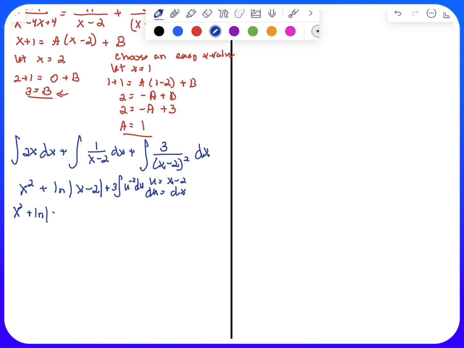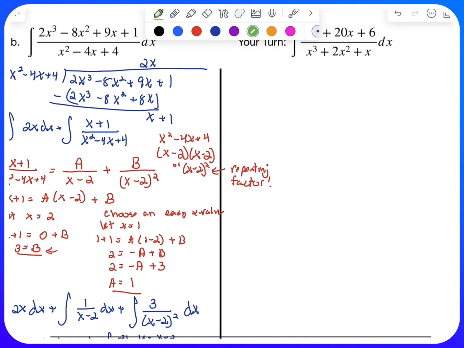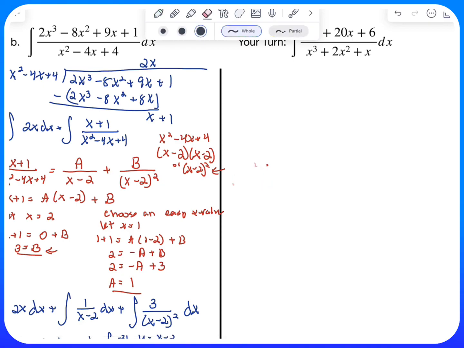And then when we evaluate that last integral, that becomes 3 times, let's see, negative 1 u to the negative 1 power. So going back, getting rid of our negative exponent and replacing the u with x minus 2, we end up with this as our answer. So x squared plus the natural log of the absolute value of x minus 2 minus the fraction 3 divided by x minus 2 plus c. Well, that wasn't so bad. Okay, let's try this one.